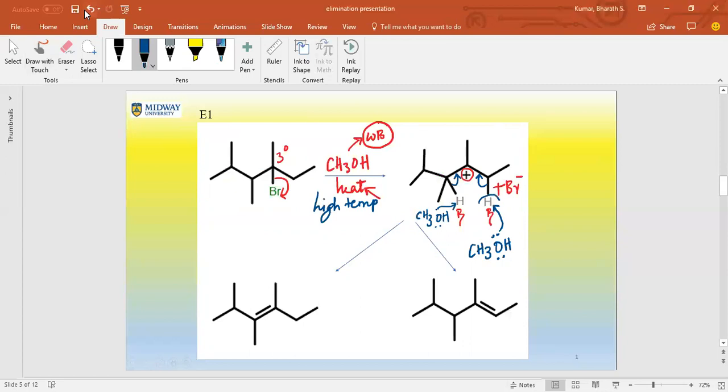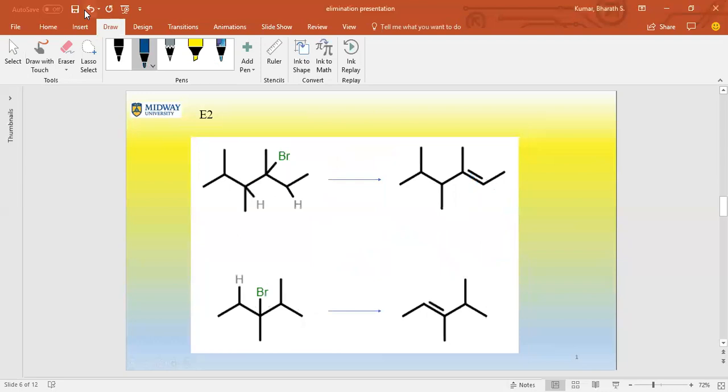Now based on the Zaitsev rule, we know that the more alkylated the double bond, in other words, the more centered the double bond, the more stable the product is. And in this case, this is much more inside the molecule, which leads to the fact that this is a more stable product. All right, now let's look at E2.